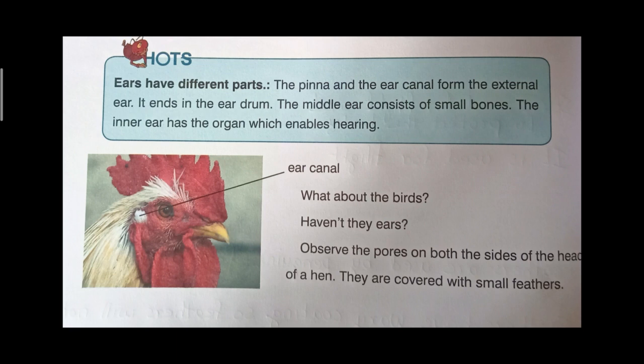Okay, observe the pores. A pore means a small tiny hole on both sides of the head of a hen. Birds also have the tiny pore, which is covered with small feathers. So we cannot see the hole, but the hole will be there. Through that hole, it can hear the sound.